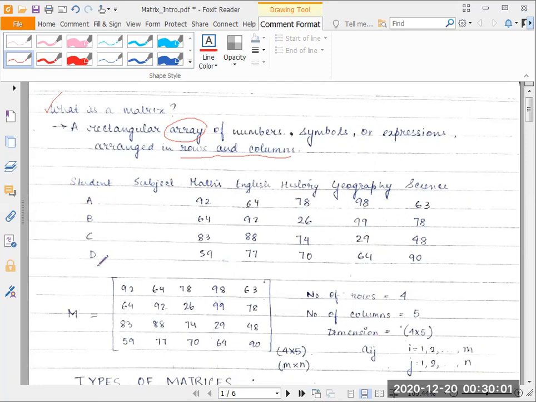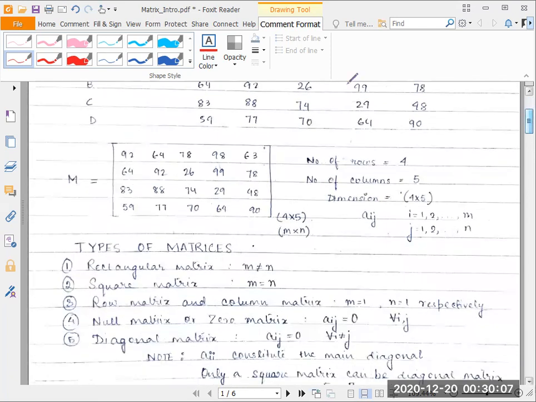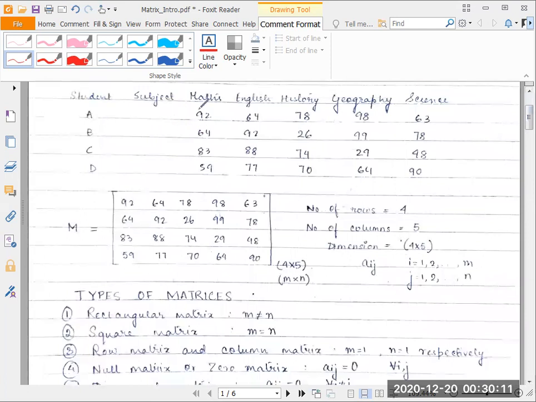So instead of having this list of students here and this list of subjects here, essentially let me just show you this. Let's see, there are 4 rows. So we have this first row, we have this second row, we have this third row, and we have this fourth row. On the other hand, we have 5 columns. So we have 1 column, second column, third column, fourth column, and fifth column.